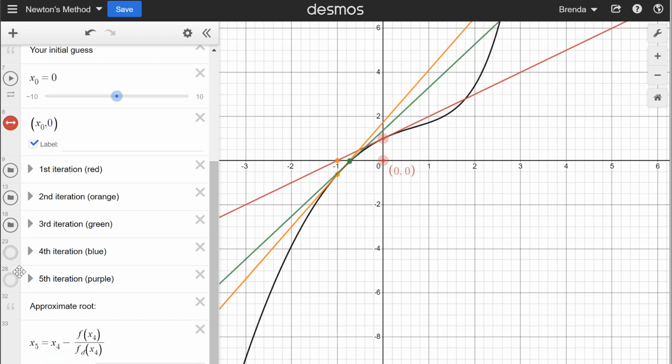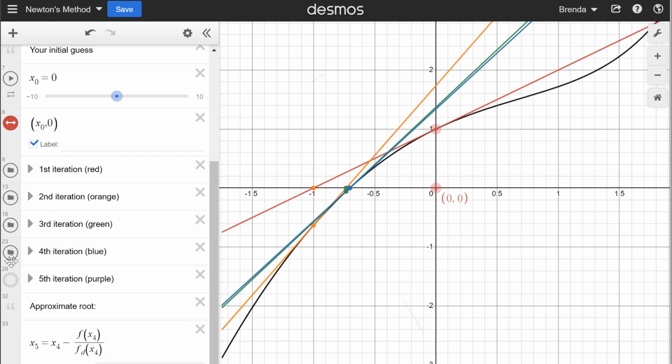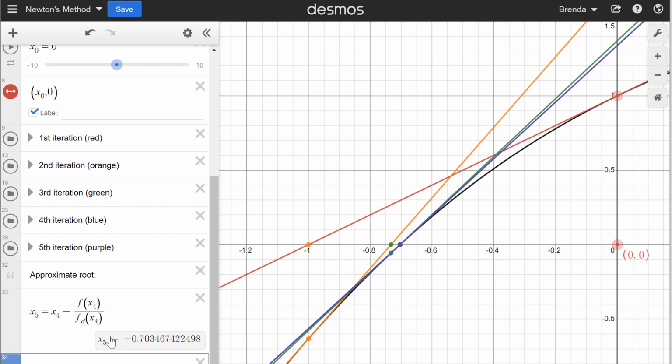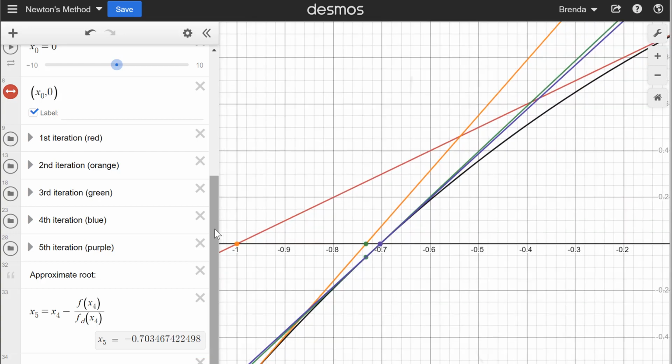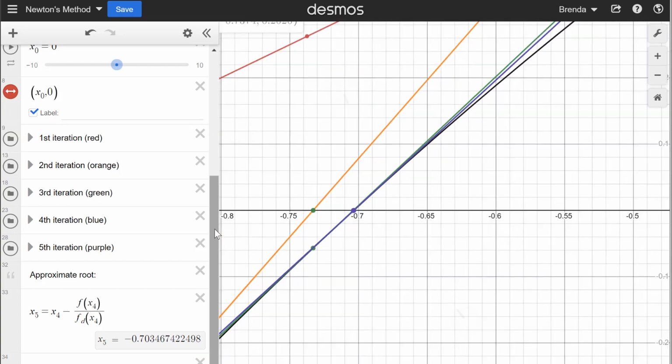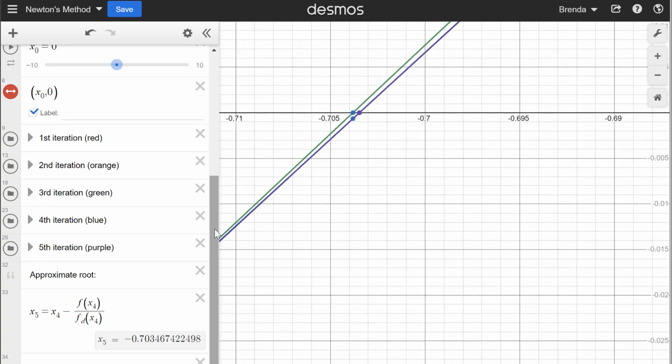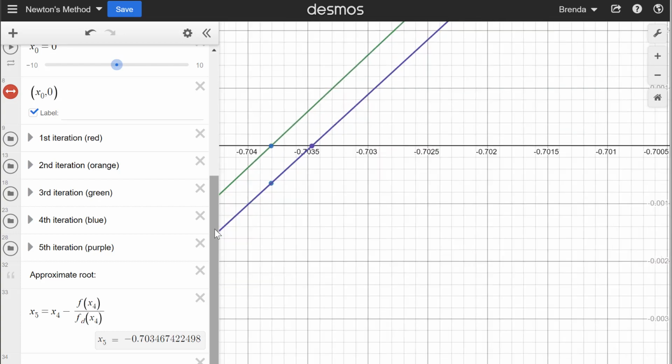Third iteration is green. Fourth iteration is blue, almost right on top of the green one. If we zoom in, we'll see that they're not exactly at the same place there. And then the fifth iteration here on this app is purple. I just set it up to be that way. And then I also have this app set up to display down here at the bottom the fifth iteration estimate for x-intercept, which is -0.70. And for this one, actually after 5 iterations, that's pretty close to the x-intercept of that curve. I have to zoom in pretty far to see that the x-intercept on that purple one, that last one that I calculated, is any different from the equation of the curve.